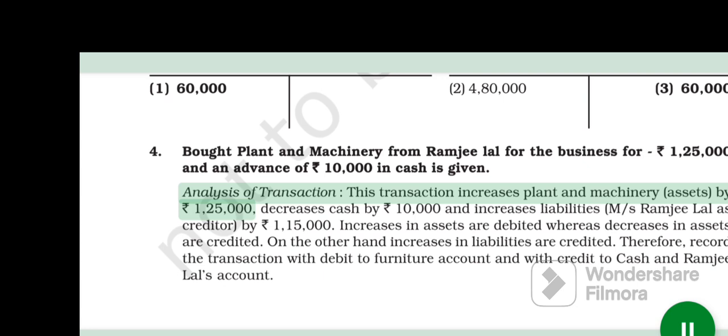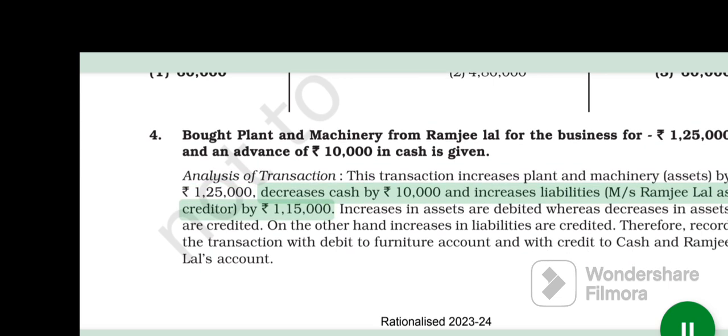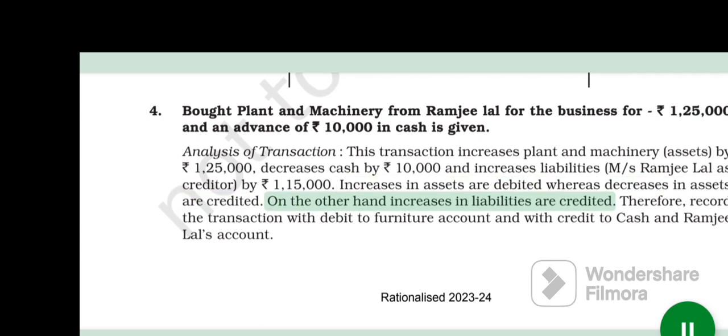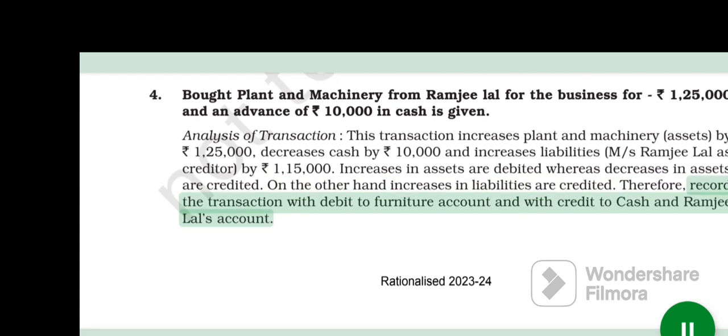Analysis of transaction. This transaction increases plant and machinery, assets, by 125,000, decreases cash by 10,000 and increases liabilities, M.S. Ramji Lal is creditor, by 115,000. Increases in assets are debited whereas decreases in assets are credited. On the other hand, increases in liabilities are credited. Therefore, record the transaction with debit to furniture account and with credit to cash and Ramji Lal's account.